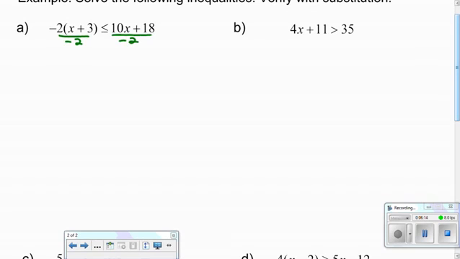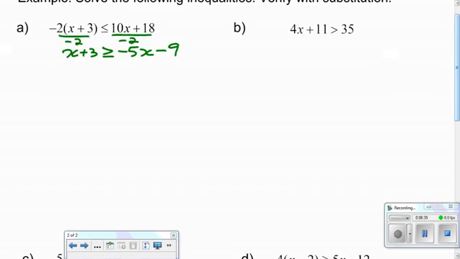I notice that 10 and 18 are on the other side, so they will divide nicely by negative 2, so I'm going to divide everything by negative 2. Because I'm dividing by a negative, the inequality sign is going to flip. So on the left-hand side, I get left with x plus 3. On the right-hand side, I get left with negative 5x minus 9.